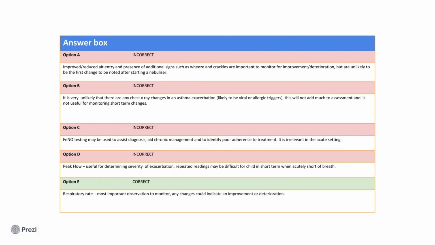So, the first option, changes on auscultation. There may be improved or reduced air entry and presence of additional signs such as wheeze and crackles on auscultation. However, although these are important to monitor for in either an improvement or deterioration, they are unlikely to be the first change to be noted after starting a nebulizer, and hence, it is an incorrect answer.